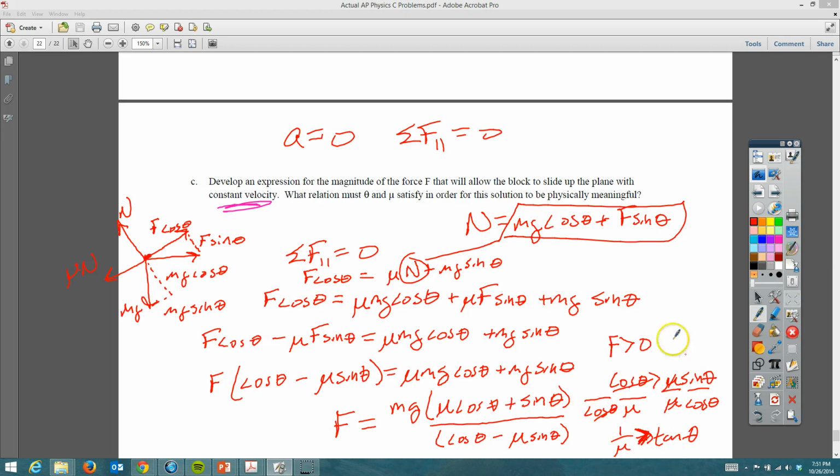If you don't get these 2 points, that's fine. This right here is worth 2 points. And I know it's a lot of work for 2 points. So anyway, the whole thing's worth 4. And that is the end of 1981, mechanics number 1.